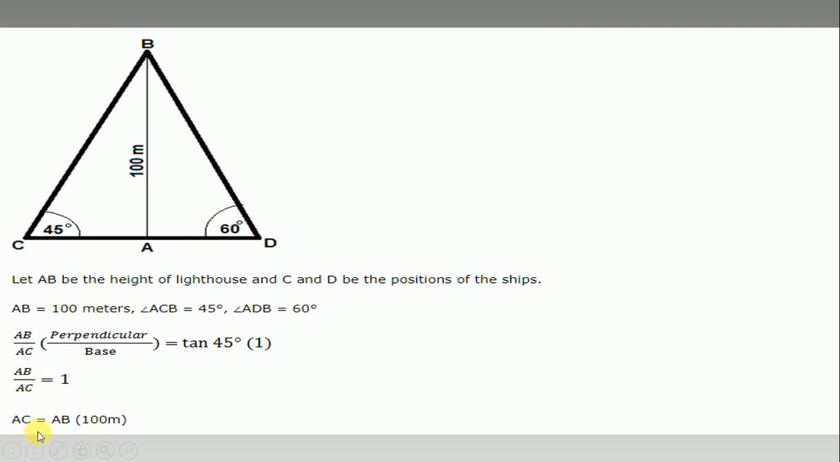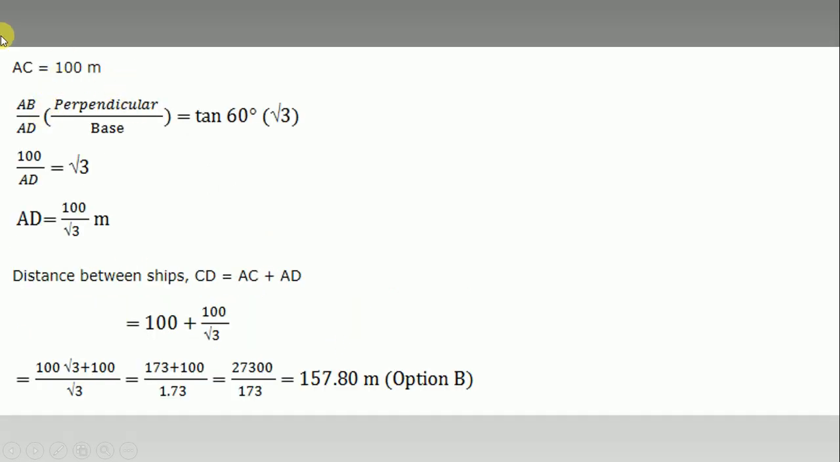It means AC is equal to AB, so AC is also equal to 100 meter. Now AB upon AD, using the same formula, is equal to tan 60 degree, and the value of tan 60 degree is equal to root 3. So 100 upon AD is equal to root 3. So AD will be 100 upon root 3.